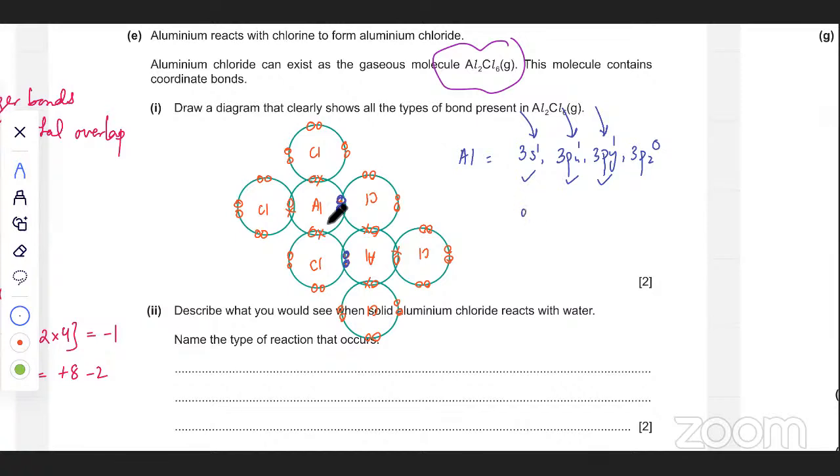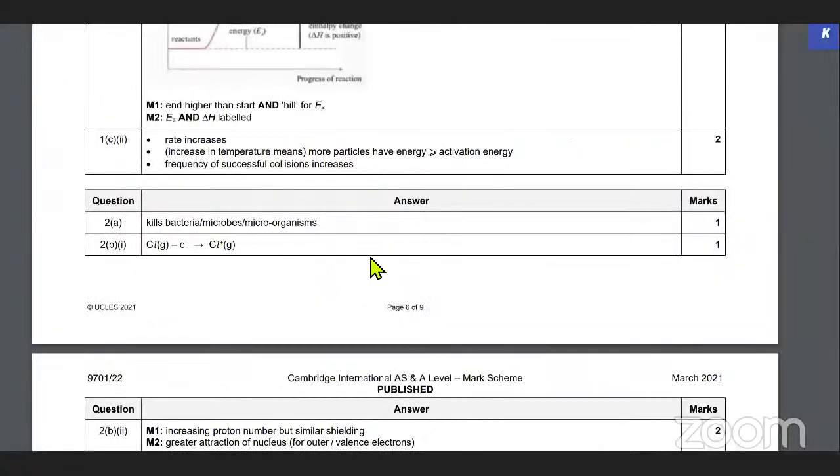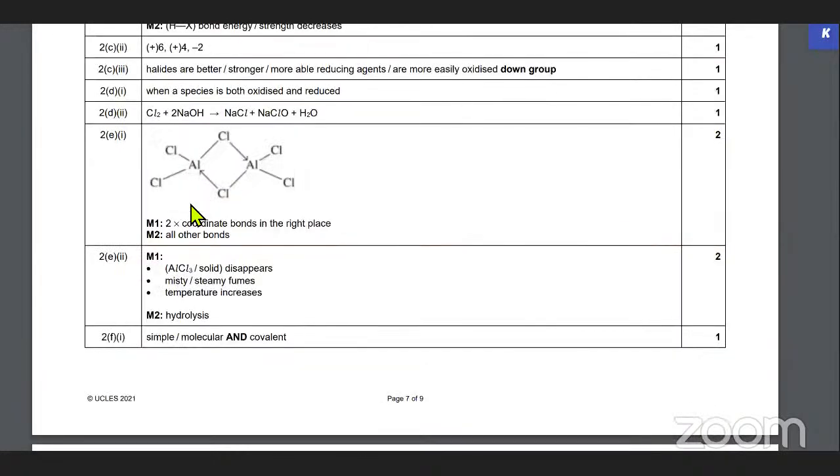You could be very specific about this. Tell them that the circles are for Cl electrons and the crosses are for aluminium. But for this, we're going to check the mark scheme, what they have drawn. They were looking for arrows, but I think they'll give you marks for this. They weren't very specific.